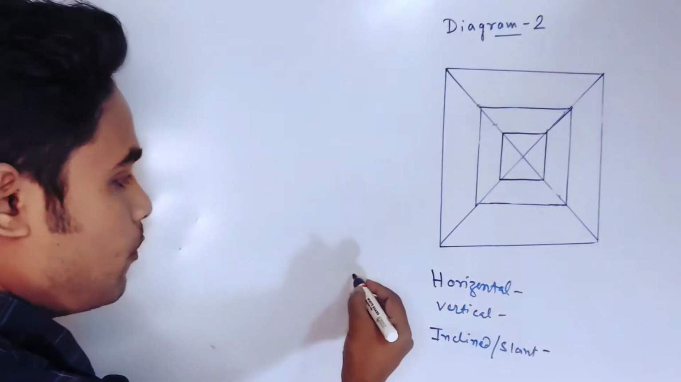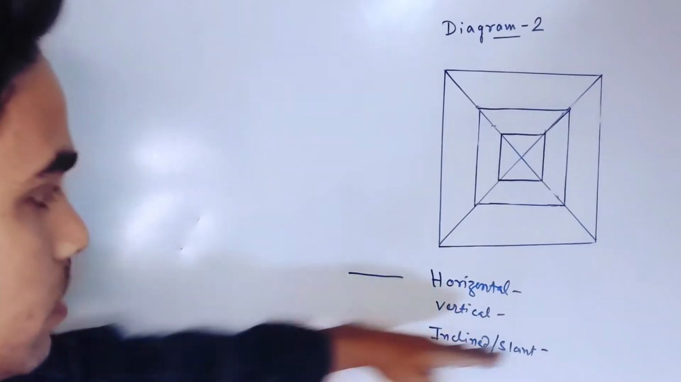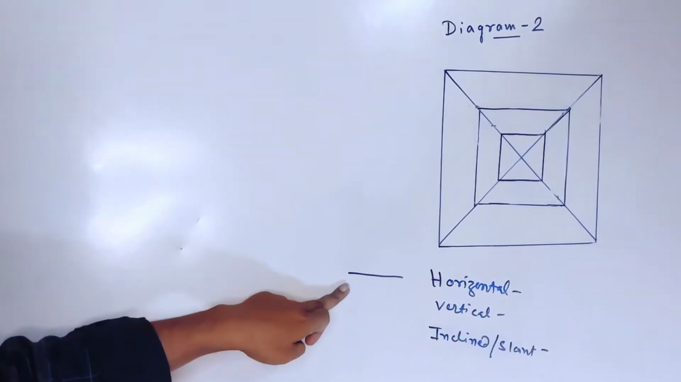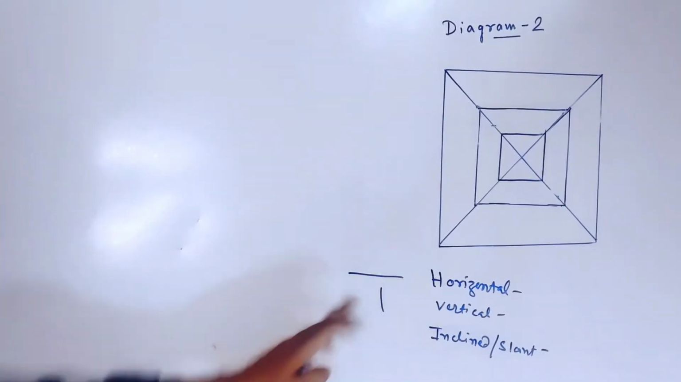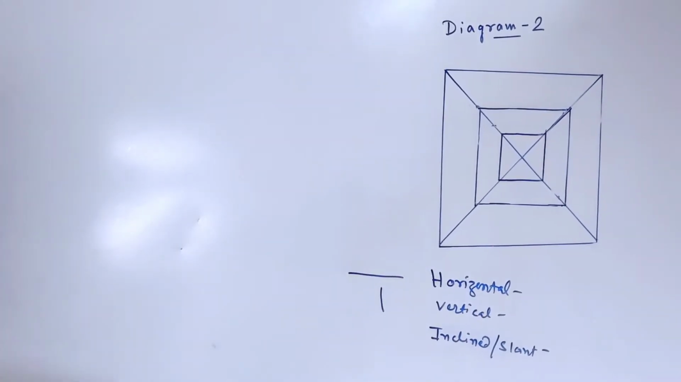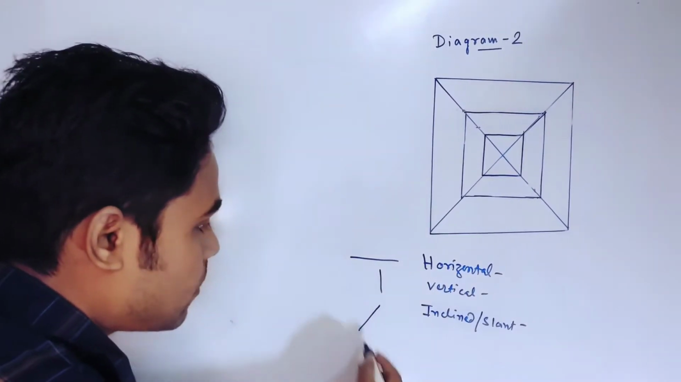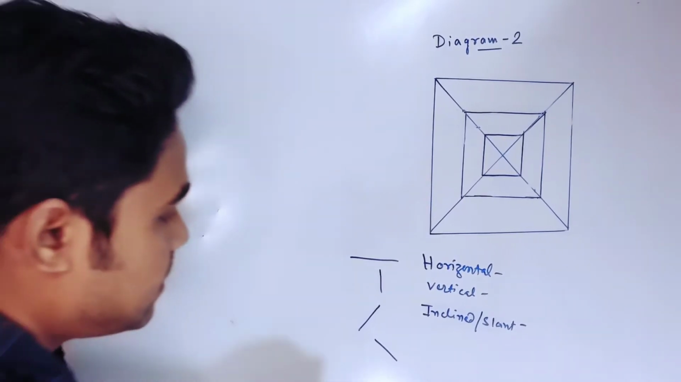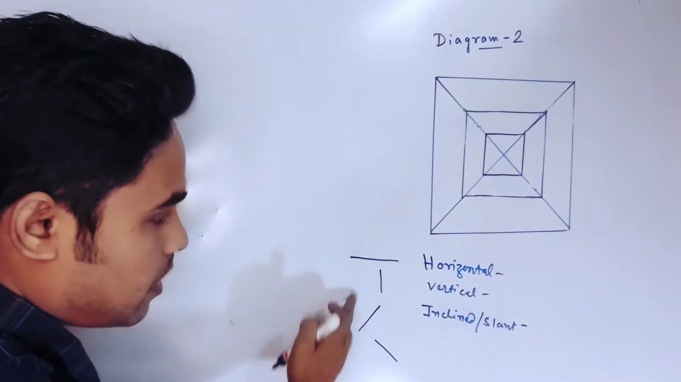A straight line which is parallel to the ground is called a horizontal line. A straight line which is perpendicular to the horizon is called a vertical line, and these lines are called inclined lines. Okay, that means they are not horizontal, not vertical.